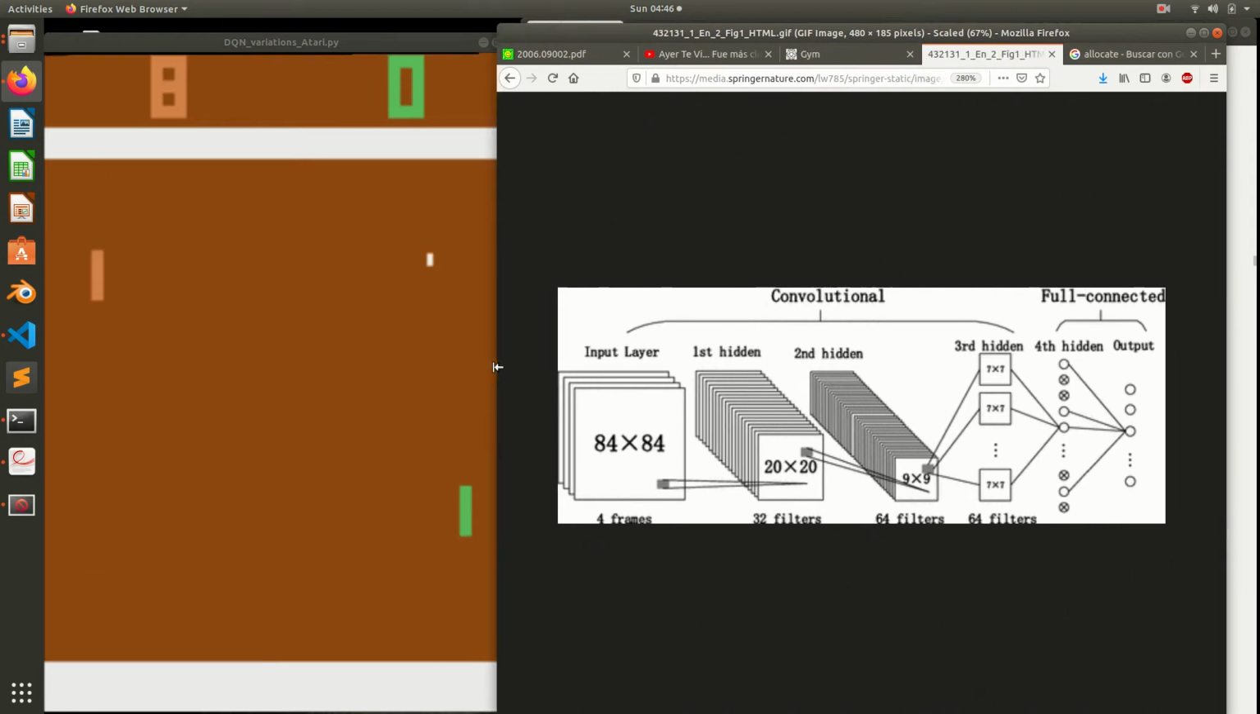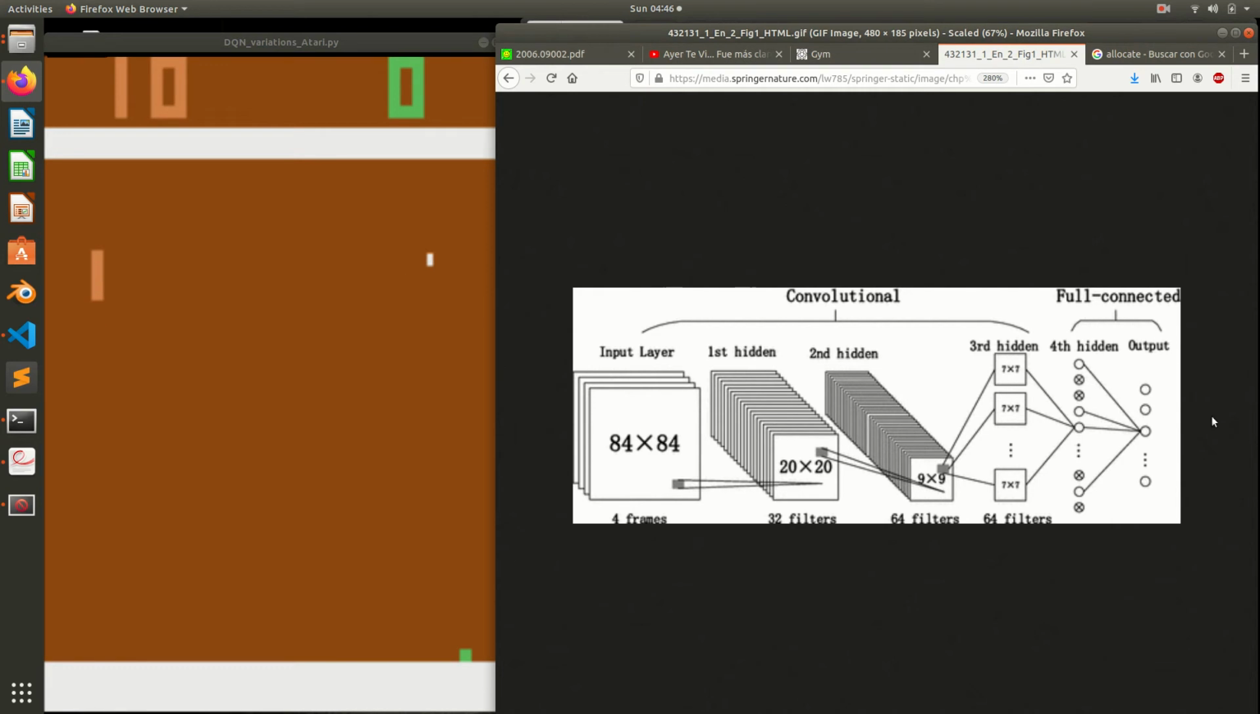This is the block structure of the Deep QN. Deep QN means Deep Q learning. This is based on a deep neural network. So for that reason, we have here a structure equal to a deep neural network. The Deep QN is based on a first phase of convolutional neural network, and the last phase is the fully connected neural network. This is called a feed-forward neural network.